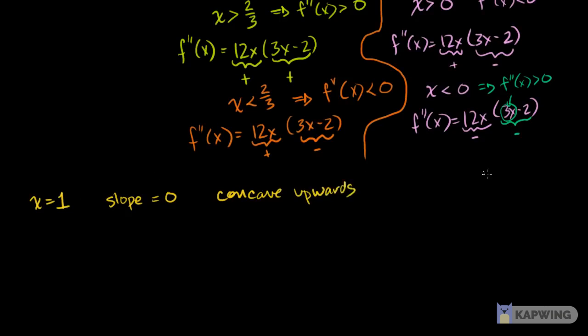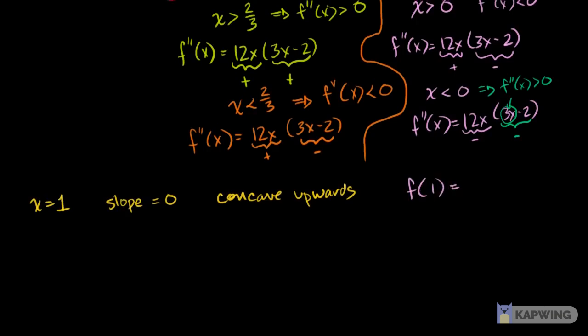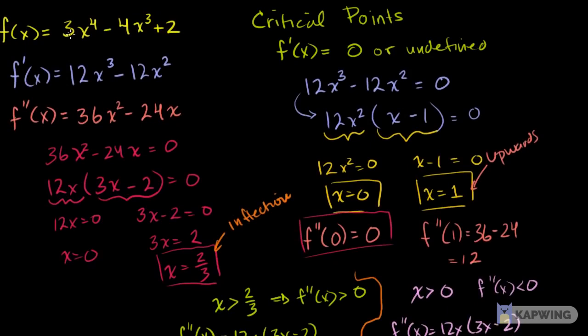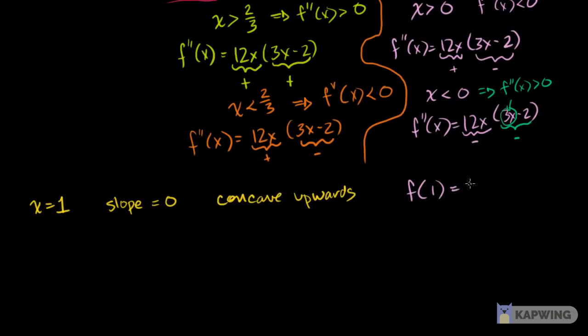So what is f of 1? We should actually get the coordinates so we can actually graph it. That was the whole point of this video. F of 1, let's go back to our original function, is 3 times 1 to the 4th, which is just 1, so 3 times 1, minus 4 times 1, which is minus 1, plus 2. Well, that's just a positive 1. So f of 1 is 1.